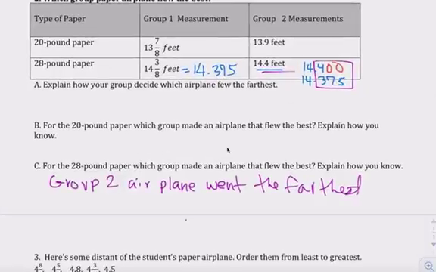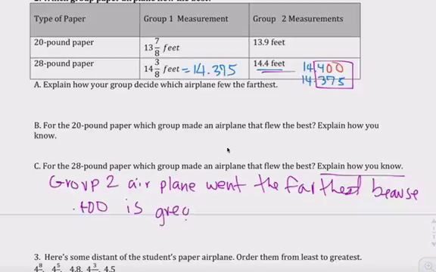Group 2 airplane went the furthest because, explain how you know, because 0.400 is greater than, let's use the math word, greater than. If you put bigger than, I would accept it. Greater than 0.375, okay?